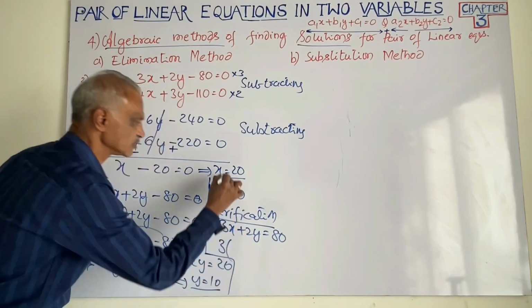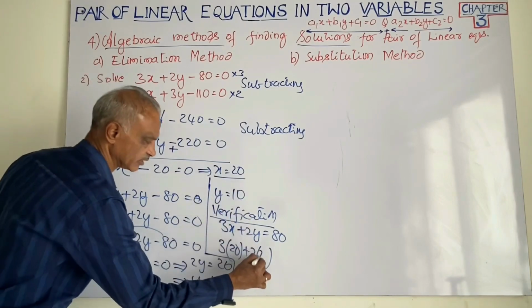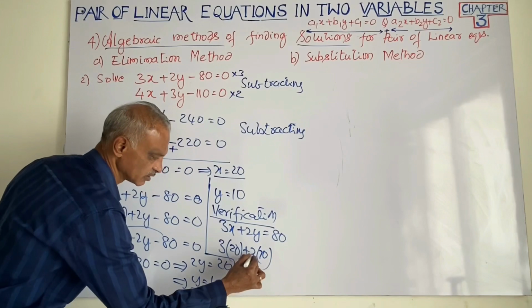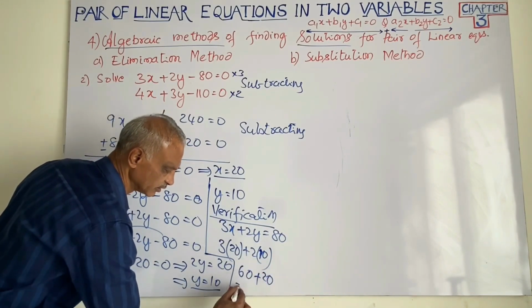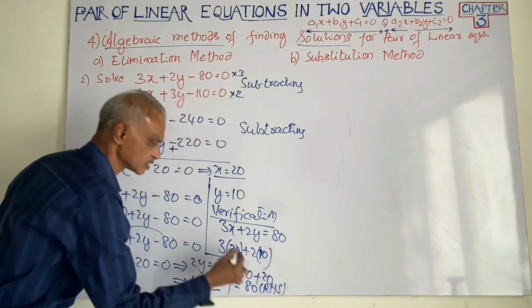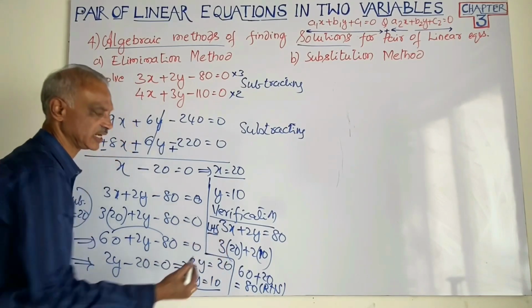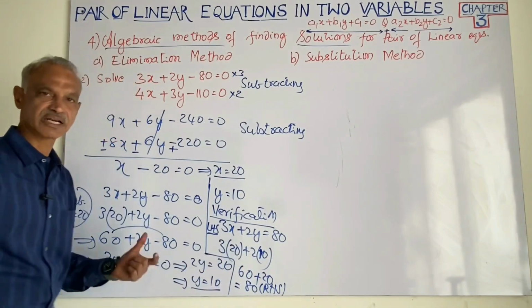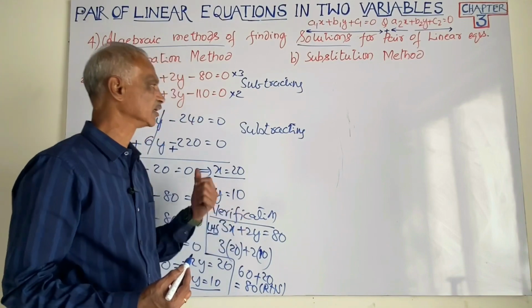3 into, what is the value of x? 20. What is the value of y? 10. See, 3 twos are 60 plus 2 into 10. This is 20. You are getting 60 plus 20, 80. Yes, when I take LHS, you got RHS, 80. Yes, our answer is true. x is equal to 20 and y is equal to 10.